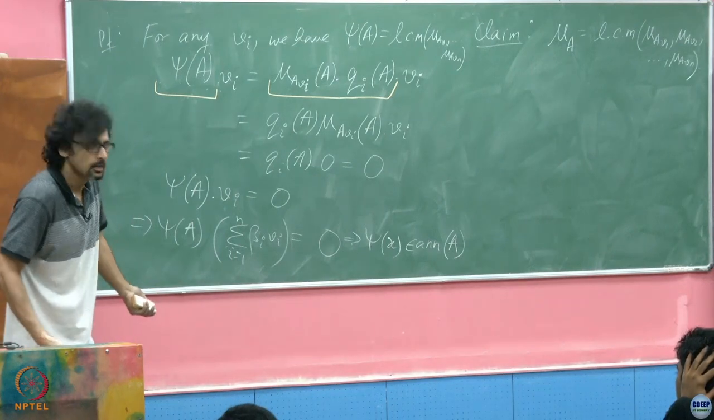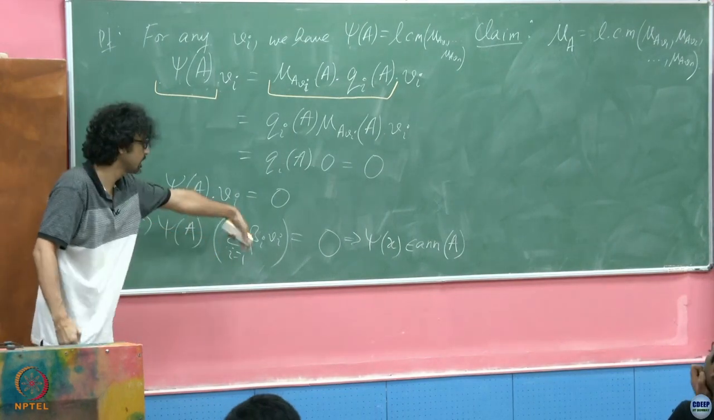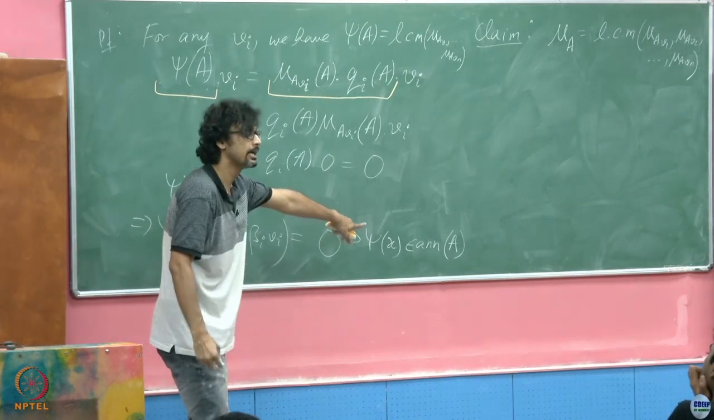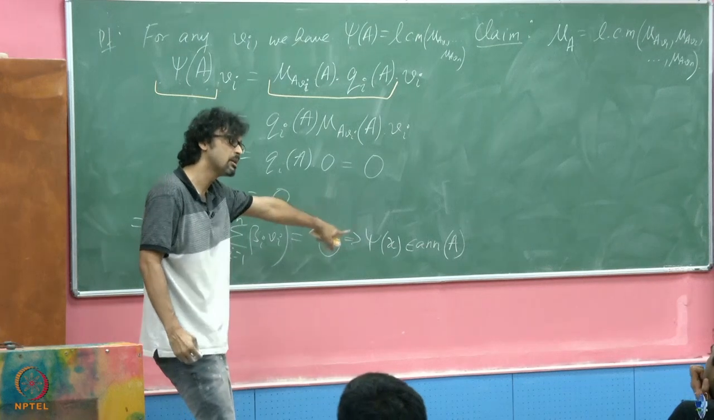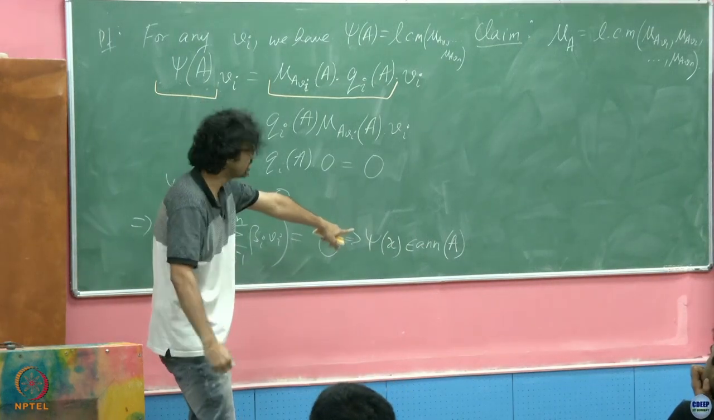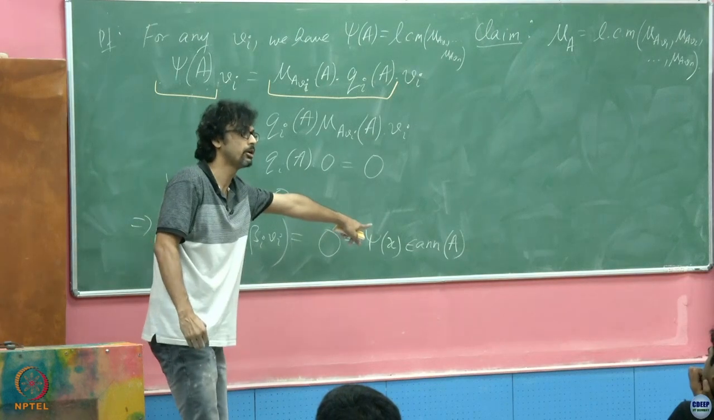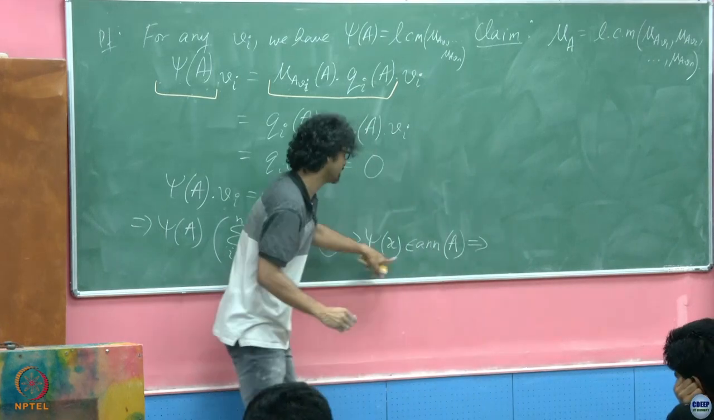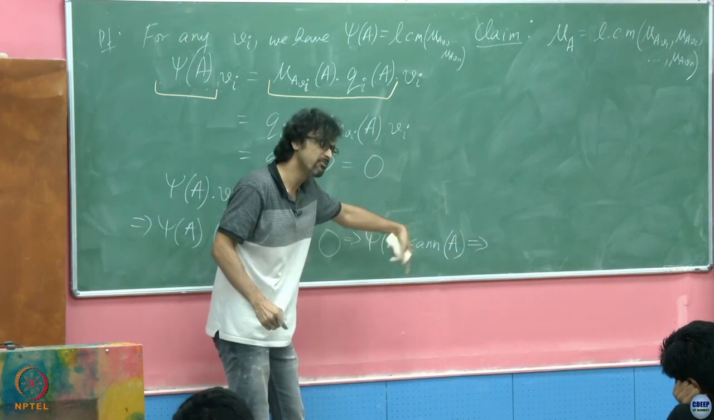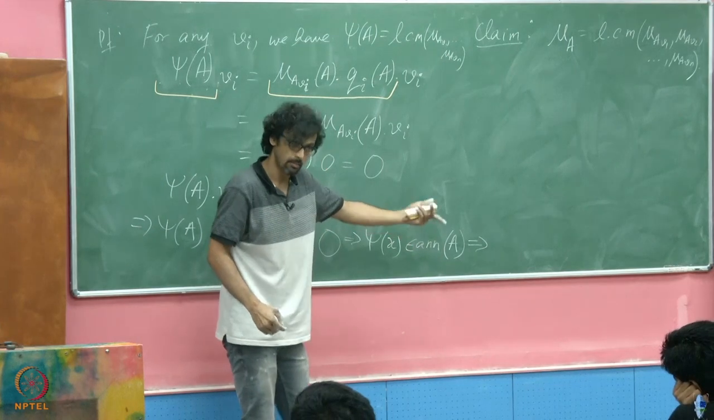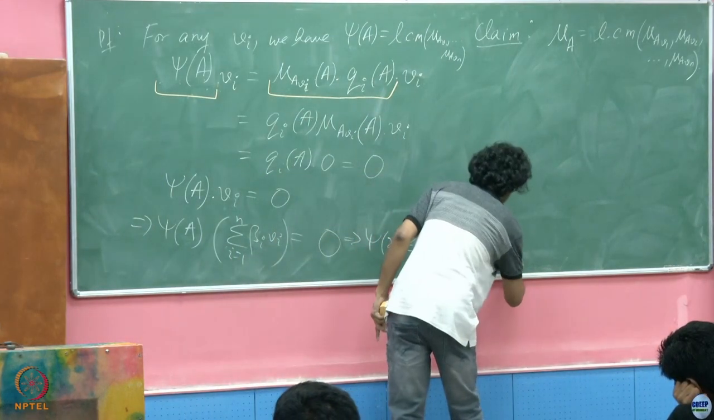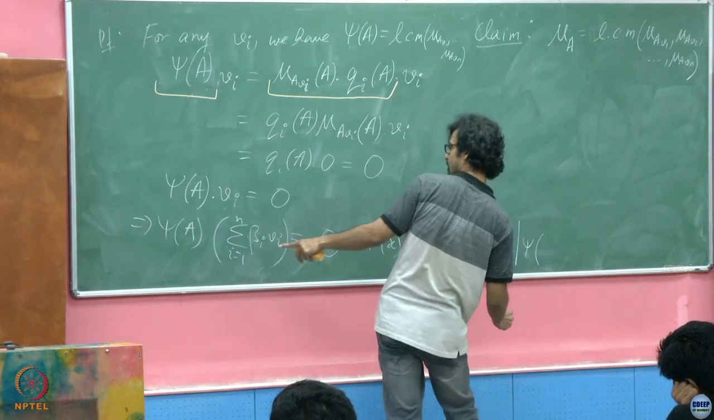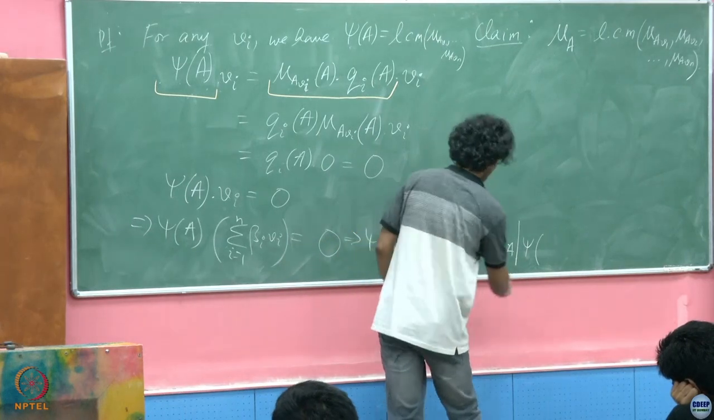Of course, psi(A) must be identically the 0 operator, otherwise it cannot send any arbitrary vector to 0, which means it's sitting inside the annihilating ideal, wherein I know the minimal polynomial is also sitting, and it is the smallest degree monic polynomial sitting inside the annihilating ideal. Therefore, any other object sitting inside the annihilating ideal must be divisible by the minimal polynomial. So I must have that mu_A divides psi.